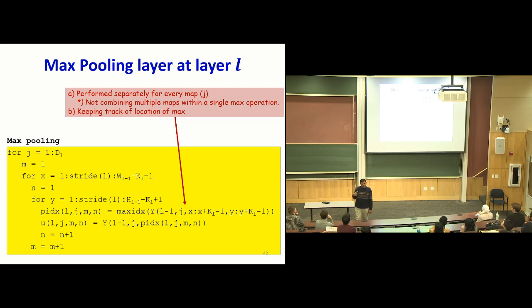Now, observe something interesting. The way I have written it, at each location, max pooling is going to typically stride by more than 1. So we saw that too. But observe that what we are doing at each location, we are looking at a region of the output of the convolution layer.